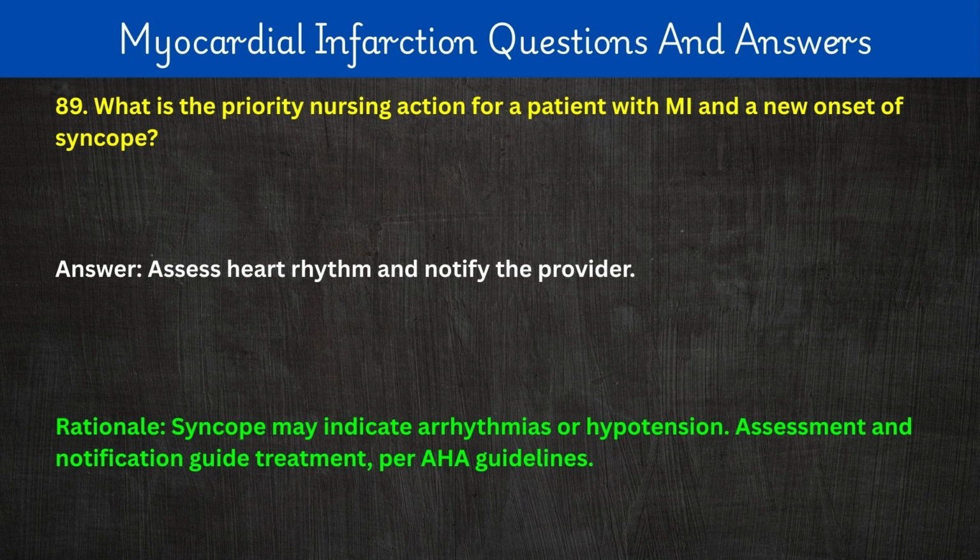89. What is the priority nursing action for a patient with MI and a new onset of syncope? Answer: assess heart rhythm and notify the provider. Rationale: syncope may indicate arrhythmias or hypotension. Assessment and notification guide treatment, per AHA guidelines.